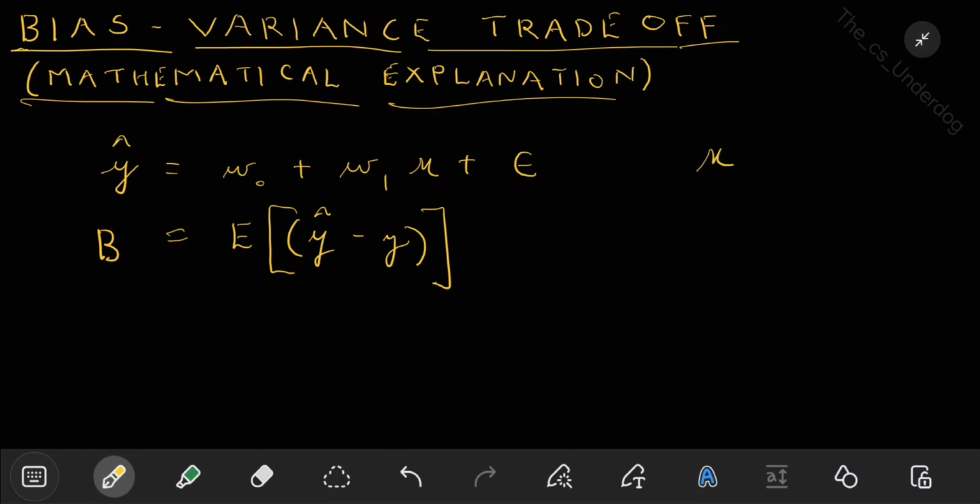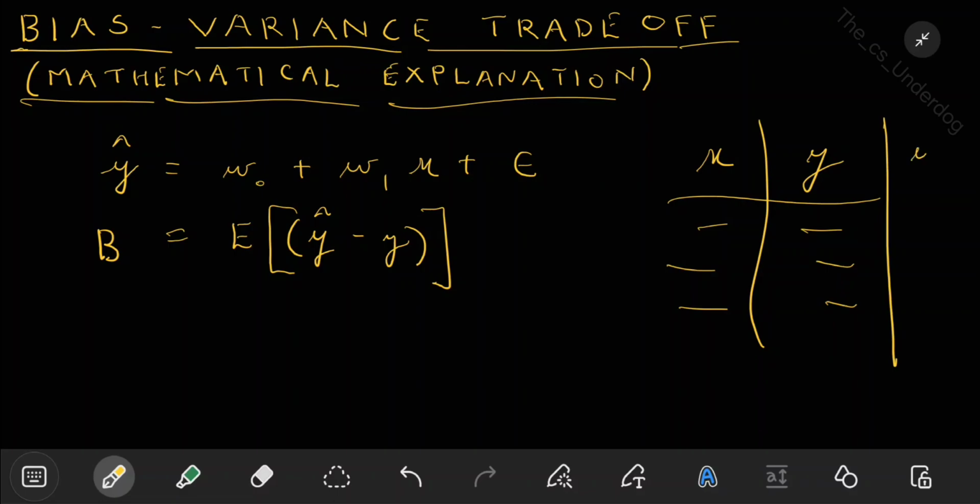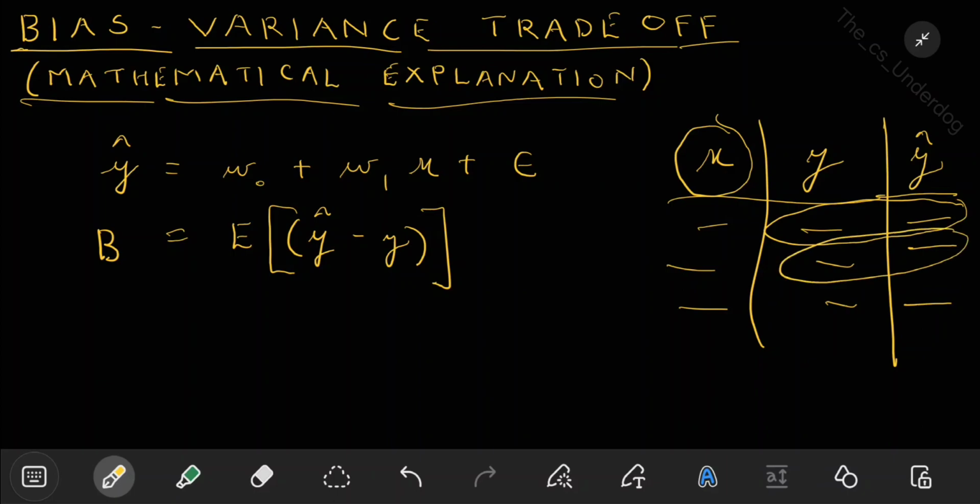Let us say I have the values of x and y. These are the values of x and y that I have. And y cap is what I predicted taking each of the x as input. So these are the y caps. What is the next step? I'll see the difference between y cap and y, and I'll take the expected value. The expectation is my bias.